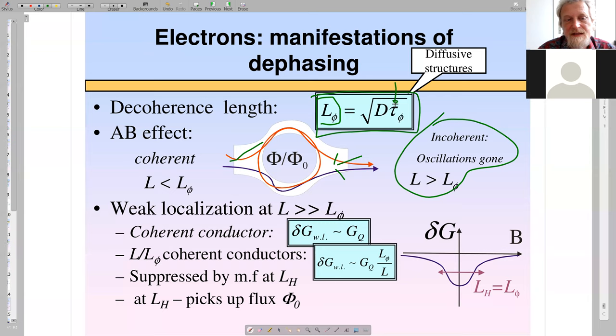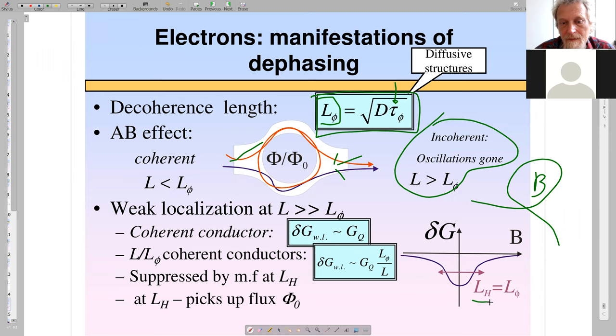Weak localization. In this case, we don't have definite loops like in the Aharonov-Bohm structure. But okay, trajectories make loops of different size. Magnetic field kind of singles out a typical size of these loops. So loops at which the magnetic field provides one flux quantum define the typical length scale, which depends on magnetic field. All right, that length scale can be comparable with the length scale of dephasing, right?